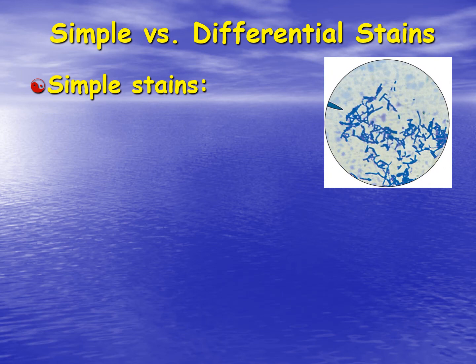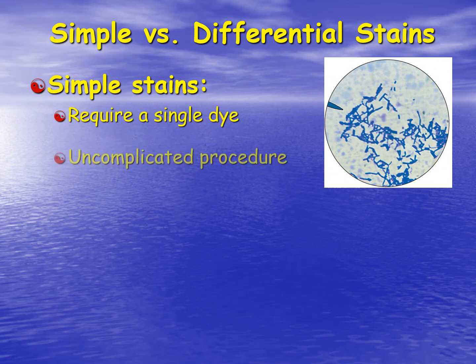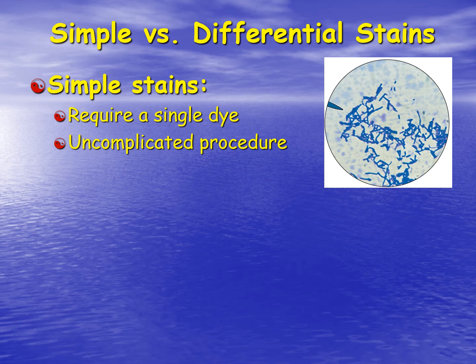Simple stains have one dye, either a basic or an acidic stain. It's a very uncomplicated process. You either put the stain on the slide and you'll usually wash it off to remove any from the background, or you'll just dip the slide in the stain.